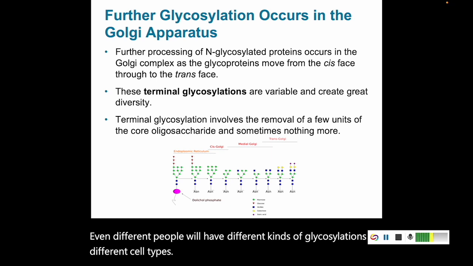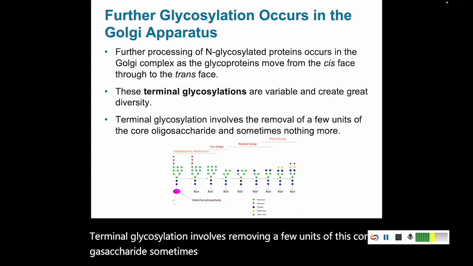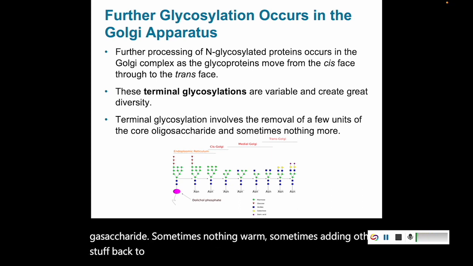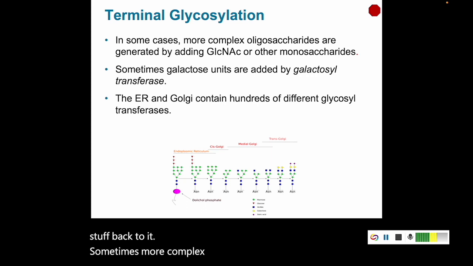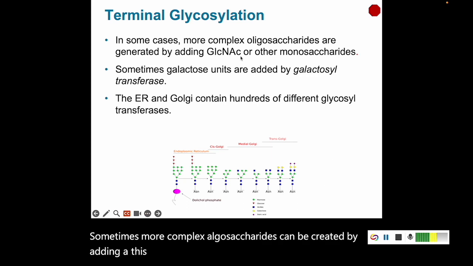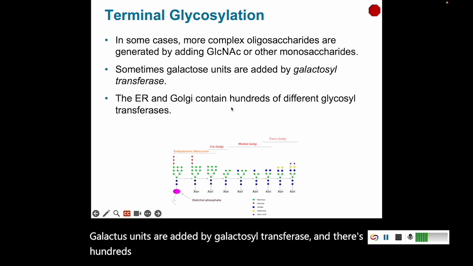Terminal glycosylation involves removing a few units of this core oligosaccharide, sometimes nothing more, sometimes adding other stuff back to it. Sometimes more complex oligosaccharides can be created by adding this GlcNAc or other monosaccharides. Sometimes galactose units are added by galactosyl transferase, and there's hundreds of different glycosyl transferases that can add different sugar groups to it.